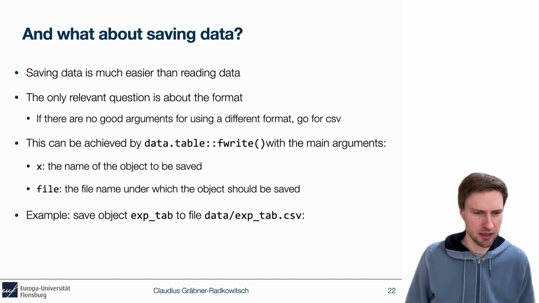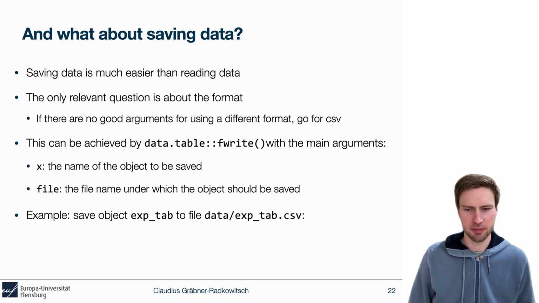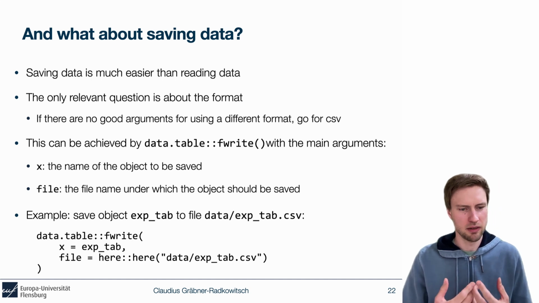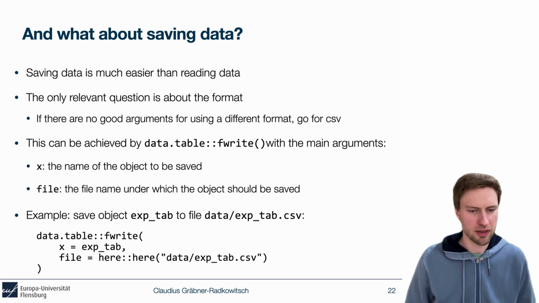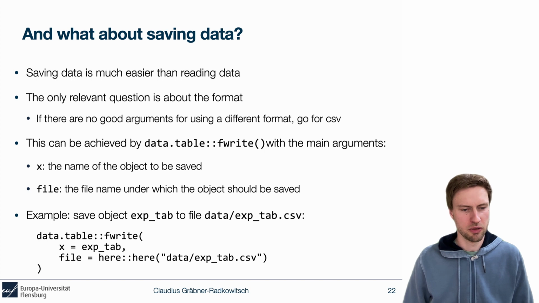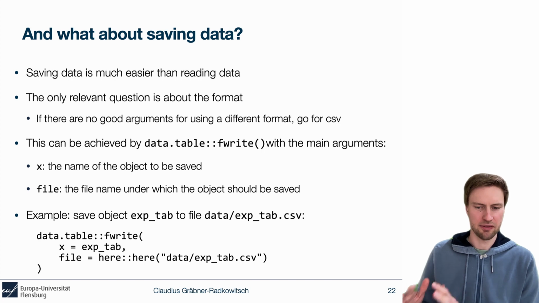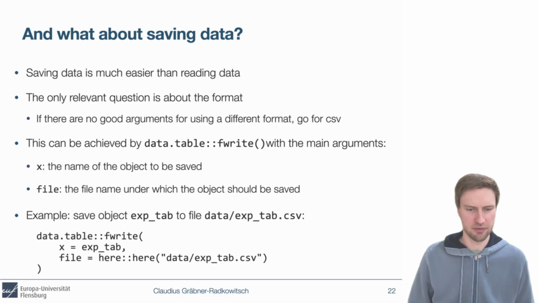Here's an example. Save the object exptab to the file data exptab.csv. So we just call the function fwrite. We specify the argument x by using the name of the object that we actually want to save, and then you specify the optional argument file, again using the function here from the here package to specify where the file should actually be saved.